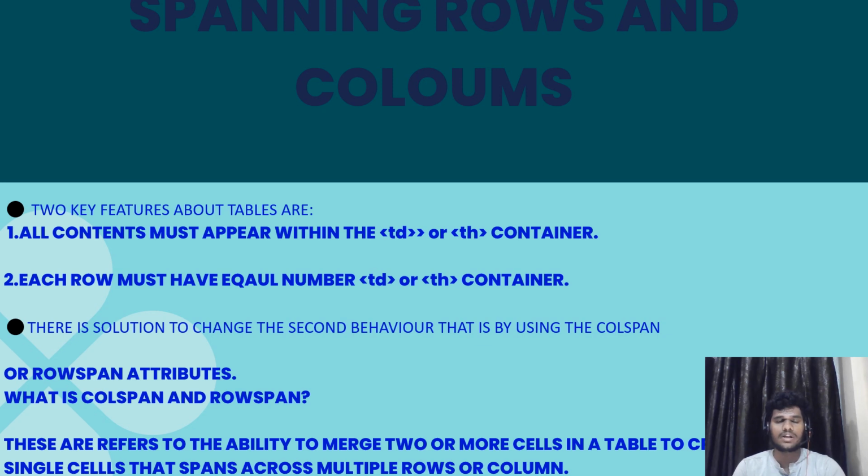And we'll get to know spanning rows and columns, in which we have two key features about tables: all contents must appear within the td or th container, and each row must have an equal number of td or th containers. There is a solution to change the second behavior, that is by using colspan or rowspan attributes. What is colspan and rowspan? These refer to the ability to merge two or more cells in a table into single cells that span across multiple rows or columns.